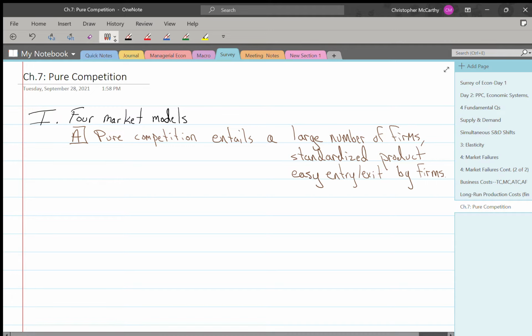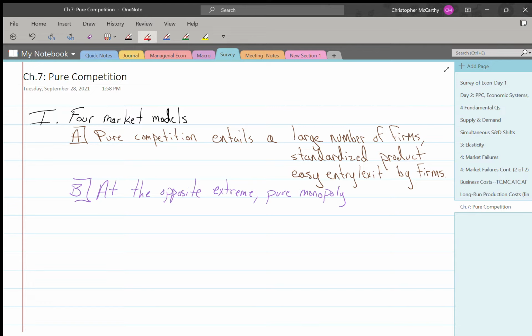Now we'll come back to this when we talk about pure competition in more detail in a bit. B. At the opposite extreme lies this thing called pure monopoly. They added this pure thing because it actually used to be perfect competition and then just monopoly. But I think the fact that they're at opposite ends of the spectrum is why they're trying to do pure, if that makes sense. That's the new terminology.